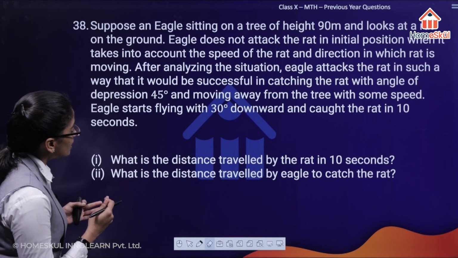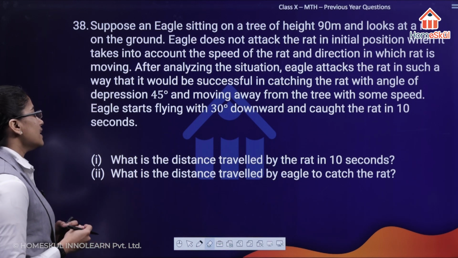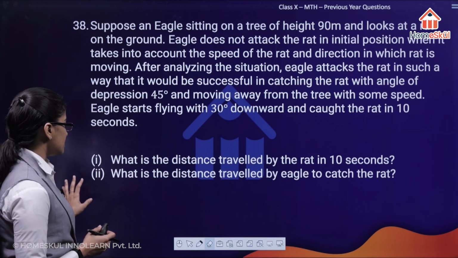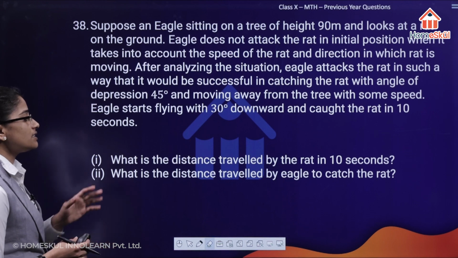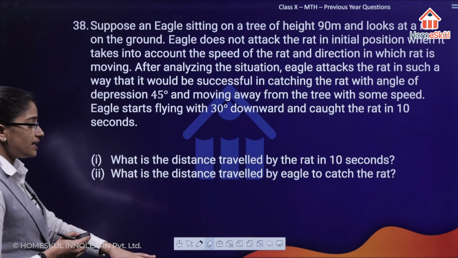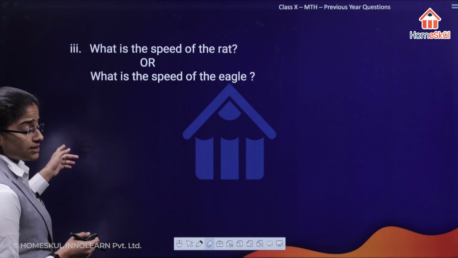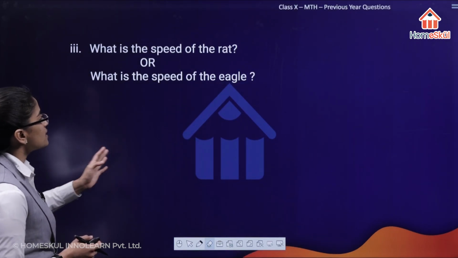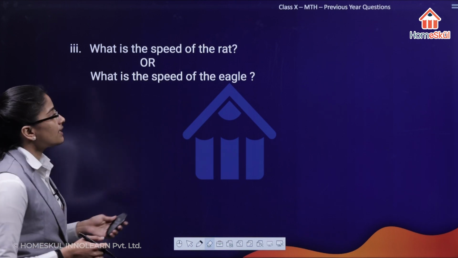Eagle starts flying with 30 degrees down and caught the rat in 10 seconds. So, this is the scenario. Here, 3 sub-questions are there. The first one, what is the distance travelled by the rat in 10 seconds? What is the distance travelled by the eagle to catch the rat? That is the second sub-question. And the third one, what is the speed of the rat or what is the speed of the eagle? These are the 3 sub-questions.